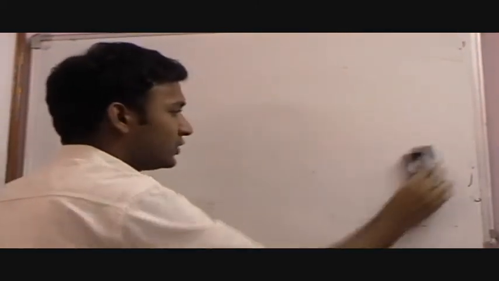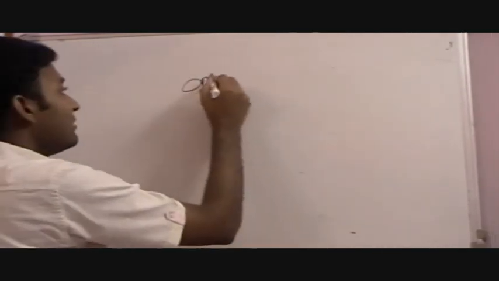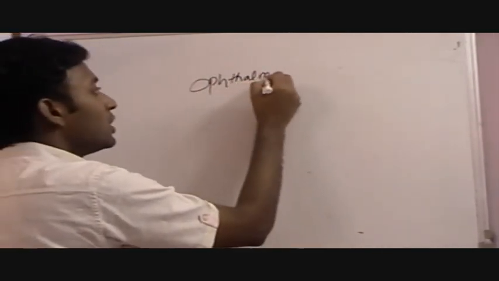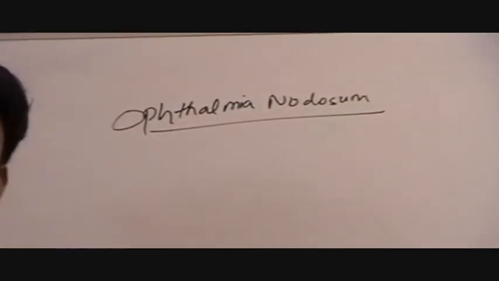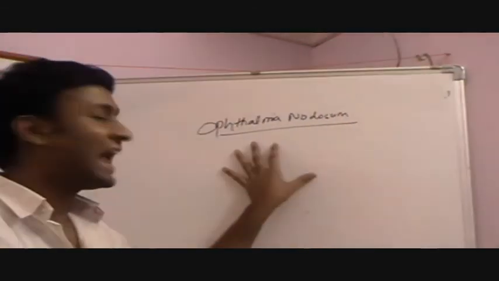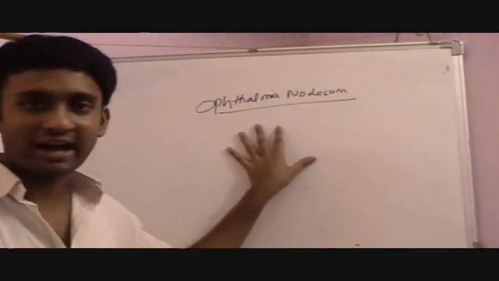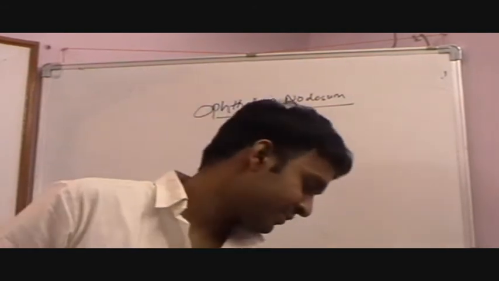Then we'll talk about some miscellaneous topics which I want to discuss. They may be asked in your exams. First is ophthalmia nodosum. Ophthalmia nodosum is because of caterpillar hair. Just know: caterpillar hair causing granulomatous uveitis. That is why ophthalmia nodosum.